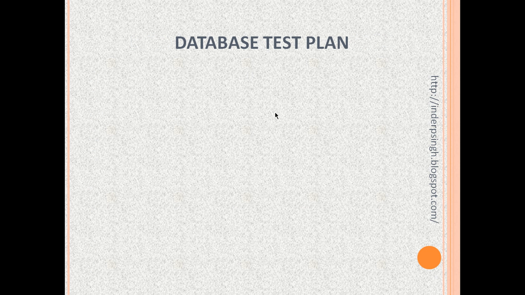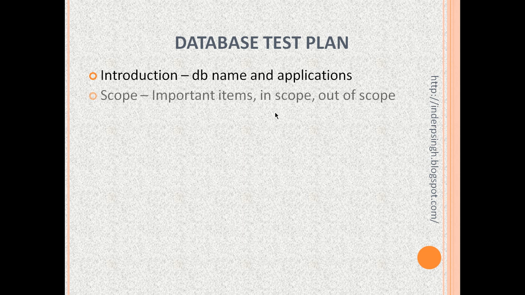Now next, let us look at a sample database test plan, and I will first introduce the sections. In the database test plan, the first section can be the introduction. So here you can give the database name and the applications that hook into this database, whether they just read from this database or read and write to the database. So the introduction gives that.